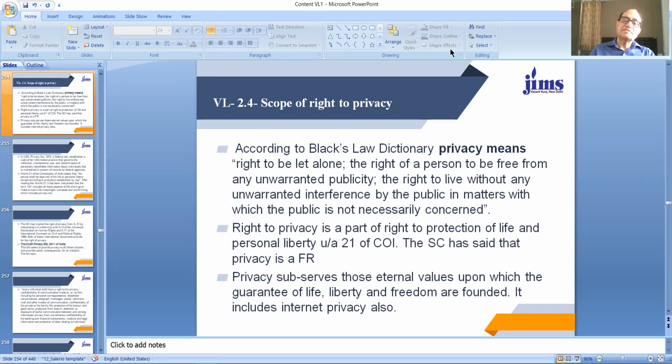So far as our constitution is concerned, the right to privacy is a part of the right to protection of life and personal liberty, as we have read in Article 21. And the Supreme Court has said that privacy is a fundamental right. Privacy subserves those eternal values upon which the guarantee of life, liberty, and freedom are founded. It includes internet privacy also. If I am working on the internet, then nobody should have access to my email or my WhatsApp or my Facebook account. So this privacy includes internet privacy also.